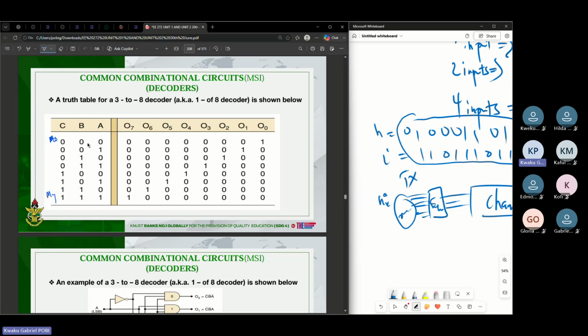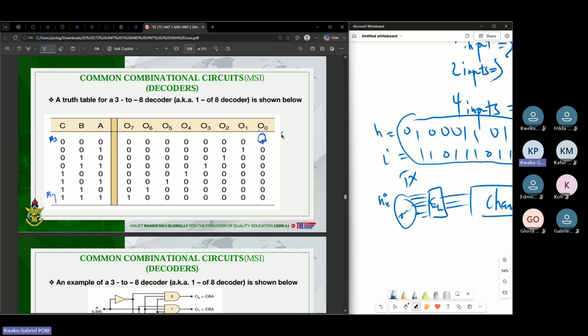So it means if you have 000, only O0 will be high or will be activated. If you have 001, only O1 will be activated. If you have 010, only O2 will also be activated, and then it goes on and on in that order. So here, if you want to write the expressions for it, O0 will be like writing a 3-input expression for 0 in binary.